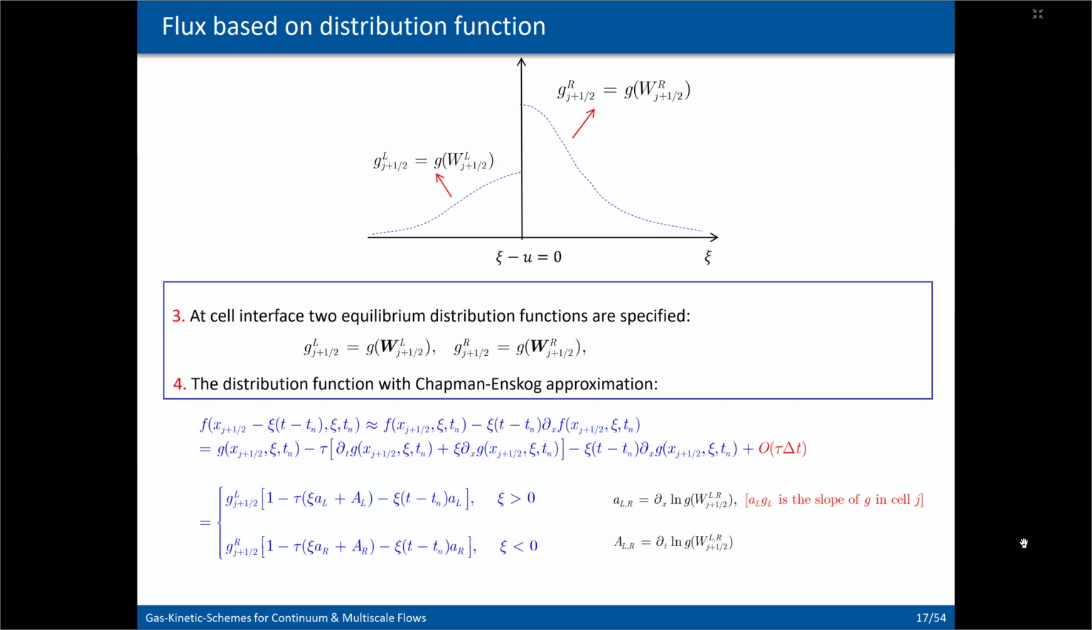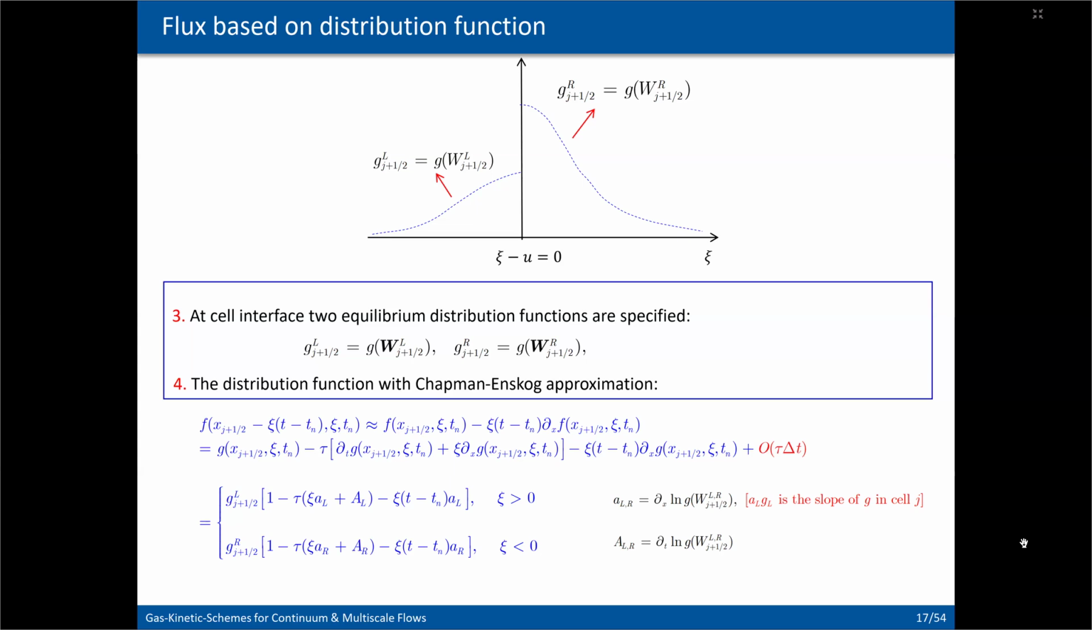Another step is then how to determine the distribution function at the cell interface. The two values of the hydrodynamic variables actually give two equilibrium distribution functions at the cell interface. Then with these approximations, we can obtain the Chapman-Enskog approximation of the original distribution function like this. We can see that it has an upwind nature. Therefore, the particle velocity brings the left or right information to the interface.